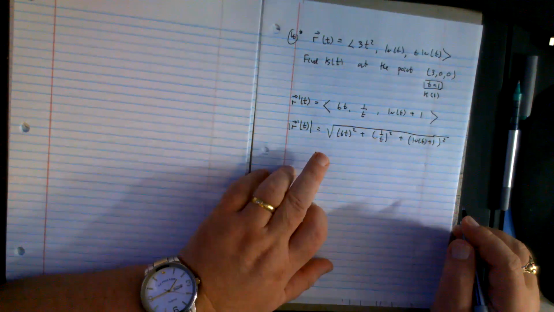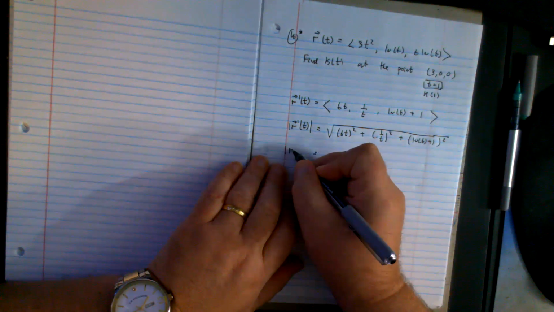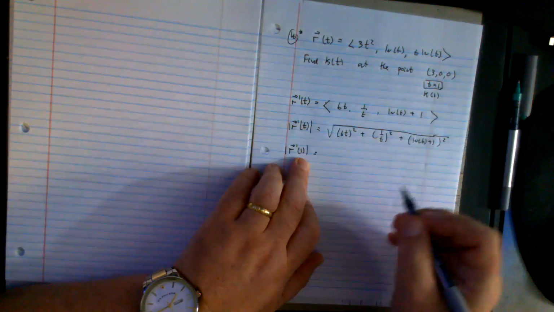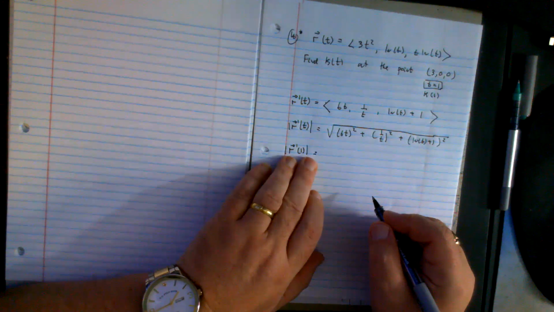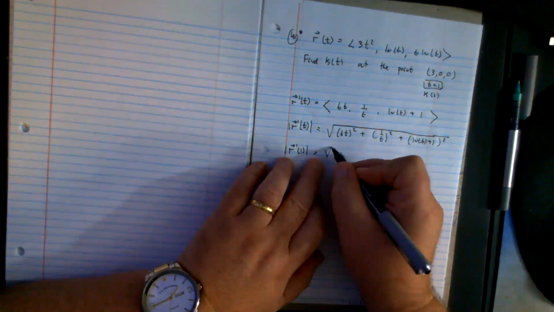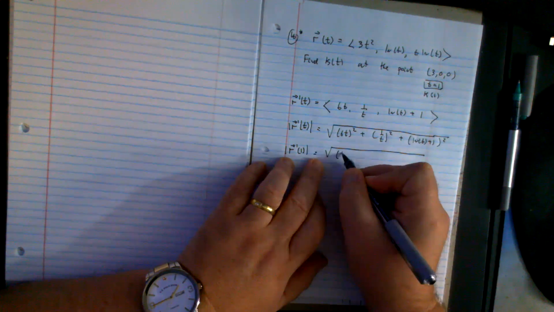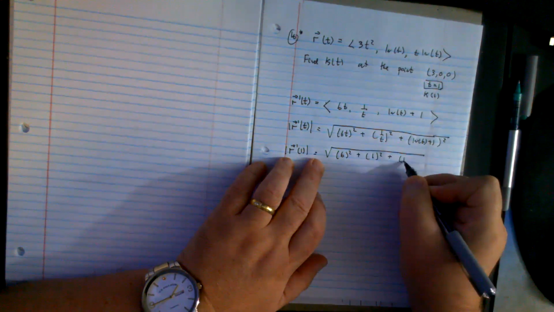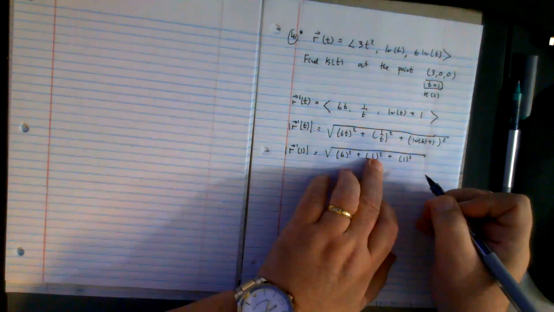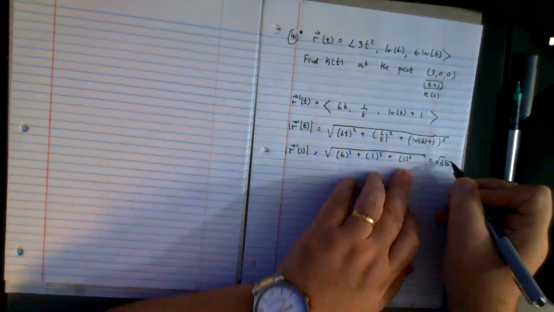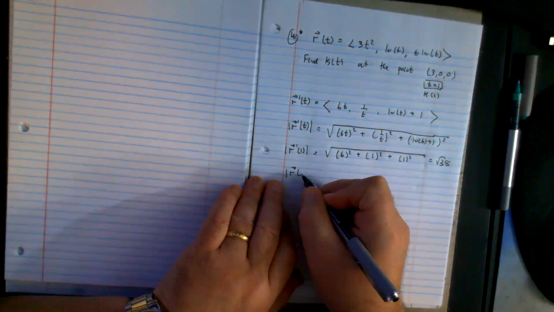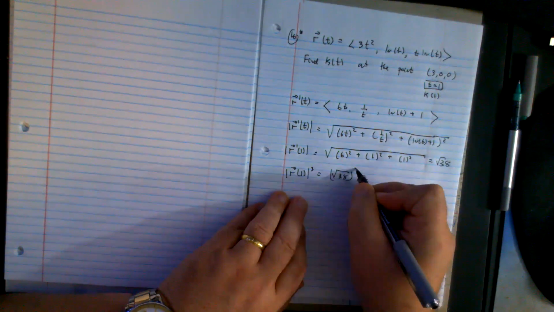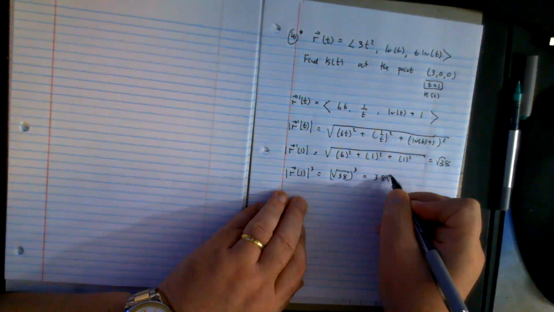Now at this point, I think it would be helpful to find the value at 1, because that's the only one we're really interested in, right? So the value at 1 is the square root of 6 squared plus 1 squared plus 1 squared, which is 36, 37, 38. So it's just the square root of 38. And so the magnitude at 1 all cubed is the square root of 38 cubed, which is 38 square root of 38.